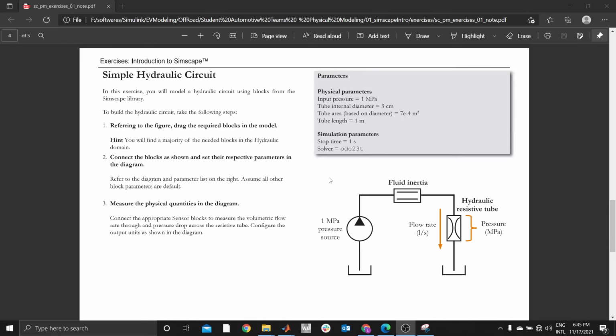Hi guys, welcome back. This is our second video in this series on Simulink. We are going to solve a simple hydraulic circuit using Matlab.